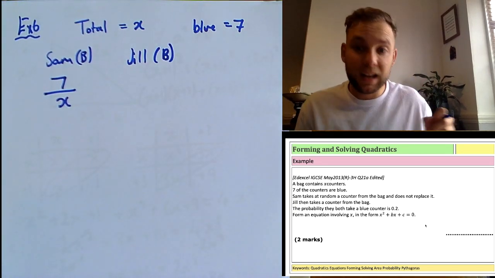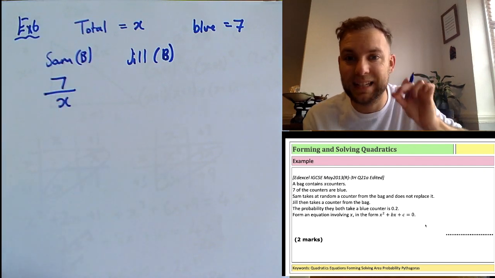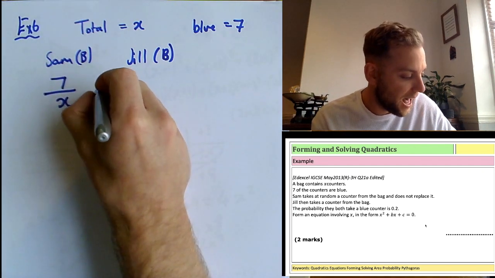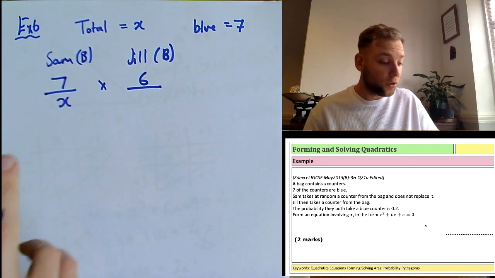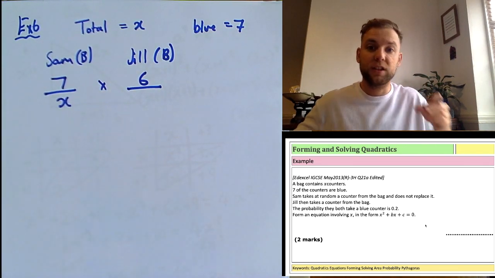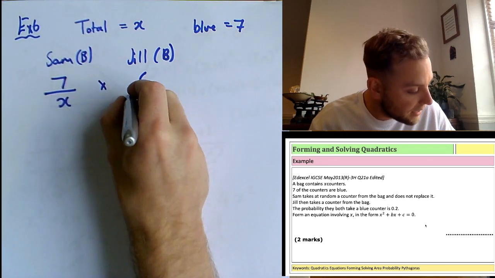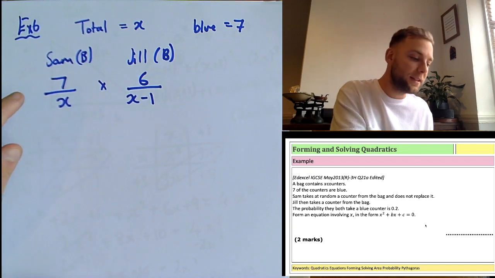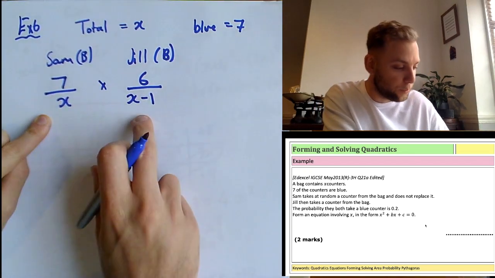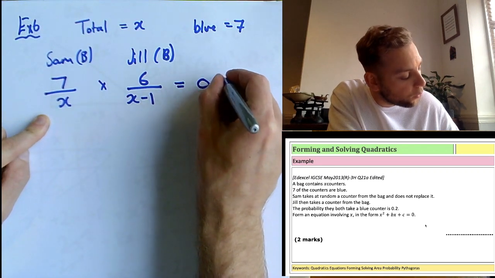So if Sam's taking a blue out, there's not going to be 7 blues left. There's going to be 6 blues left. So this is times by 6 over. Now we've also got to subtract 1 from this as well. Because if the total was x and I've taken 1 out, the new total is going to be x minus 1. So the probability of Sam picking a blue and Jill picking a blue, we also know is equal to 0.2.